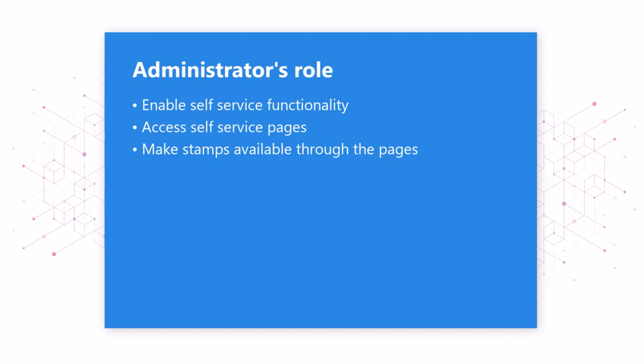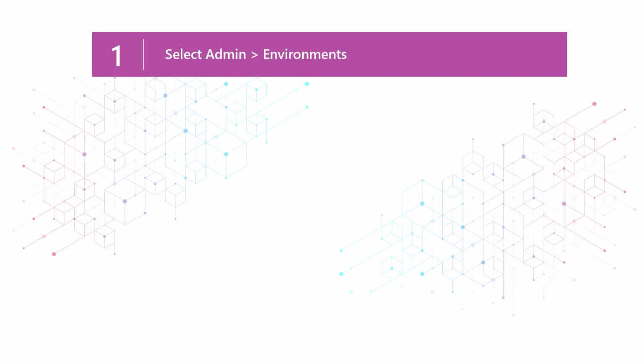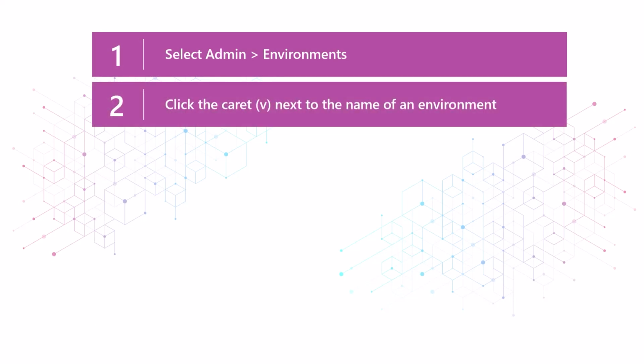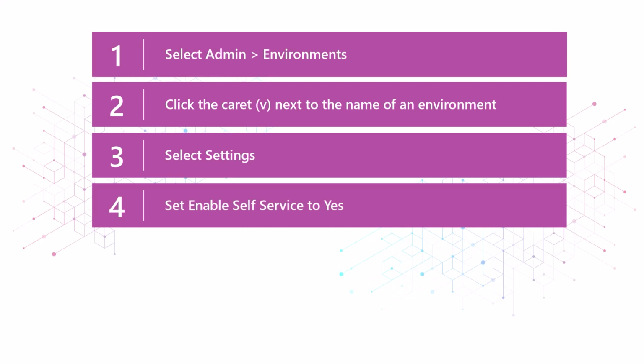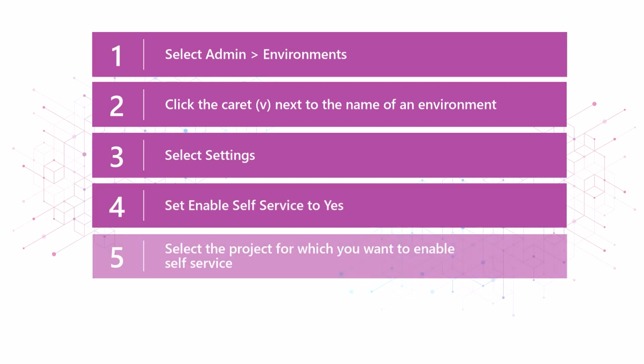To enable self-service functionality, you go to the Admin menu and select Environments. Click the caret next to the name of the environment for which you want to enable self-service pages. Select Settings, set Enable Self-Service to Yes, select the project, and then click OK.